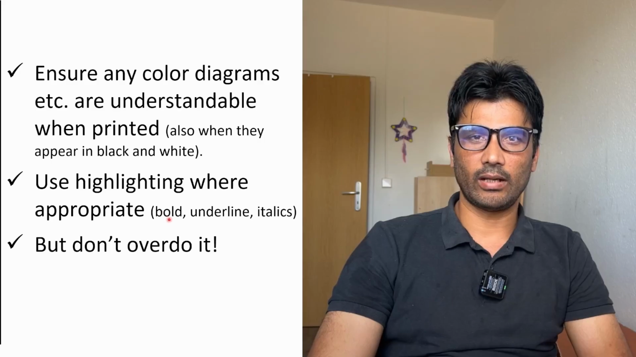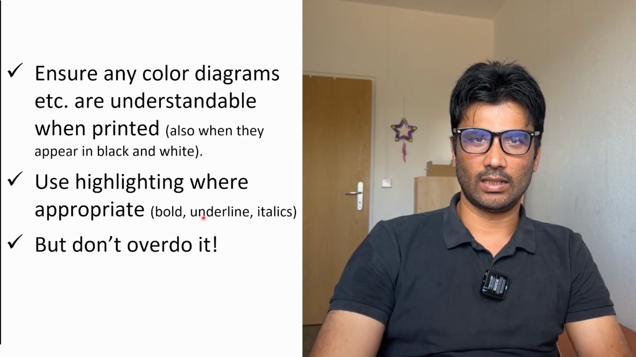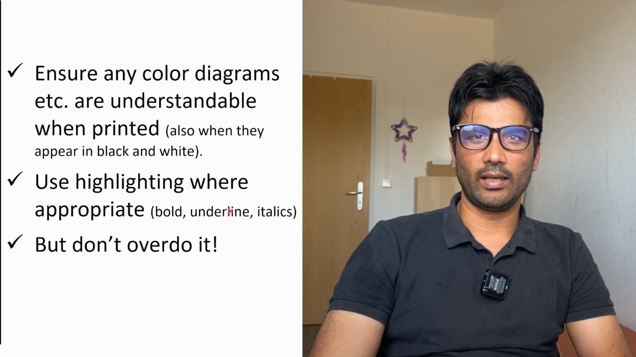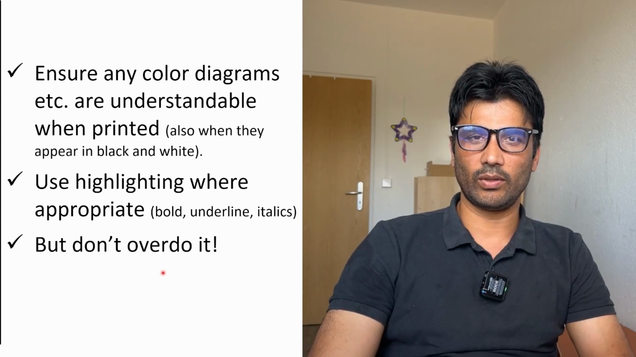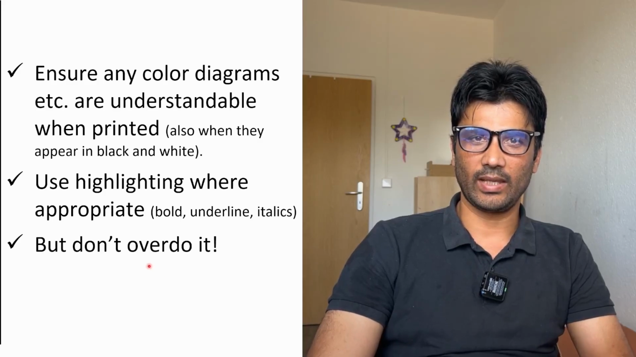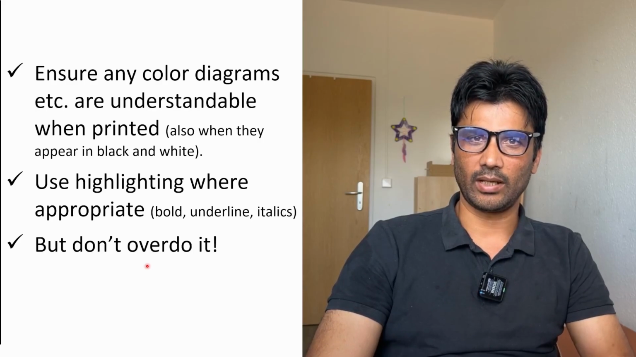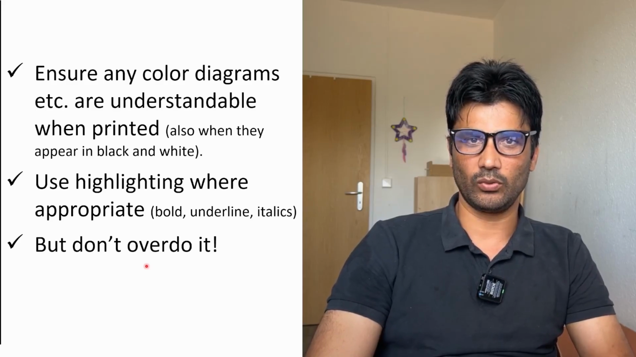Use highlighting wherever appropriate, like bold, italic, or underlining. What I did in my proposal was, most of the time I used italic and underlined it. But another advice is don't overdo it. Only do it when you want to show the reviewer important information in any section or paragraph of your proposal. You can do it maybe one or two times in one paragraph, but don't overdo it.